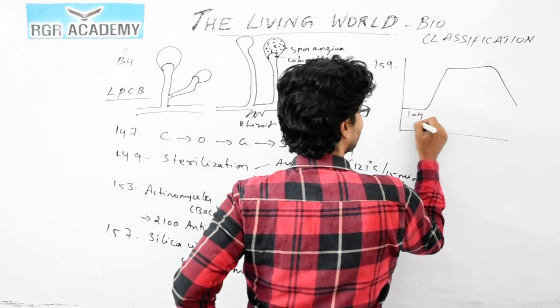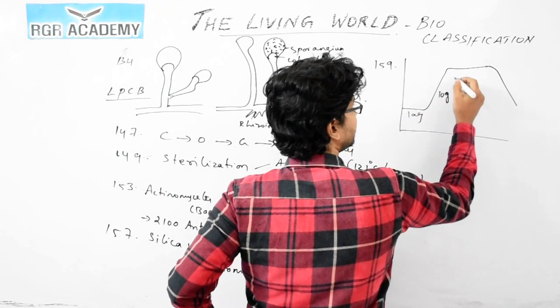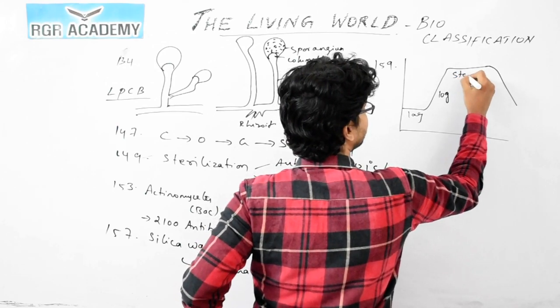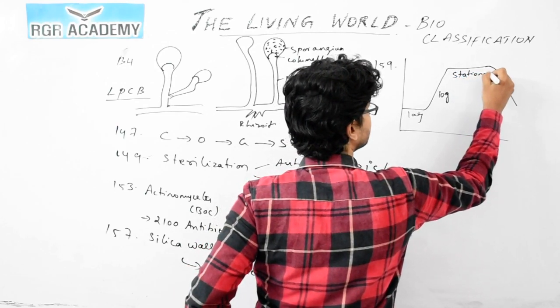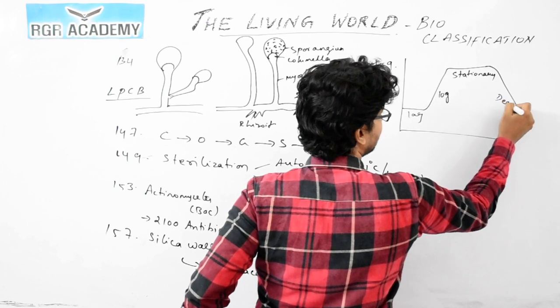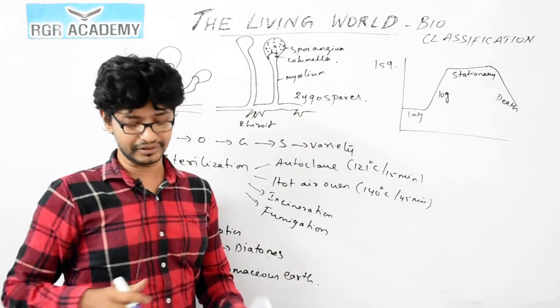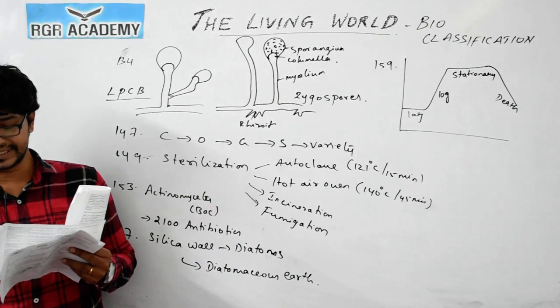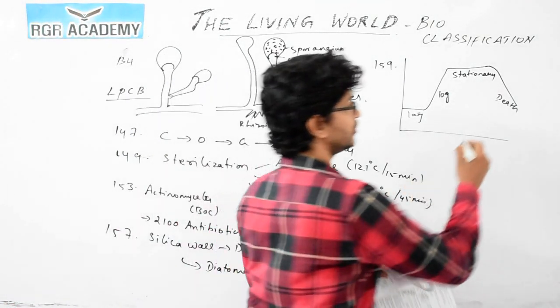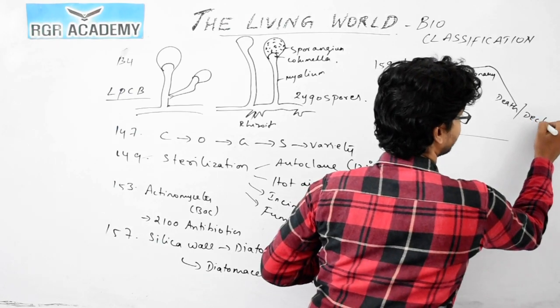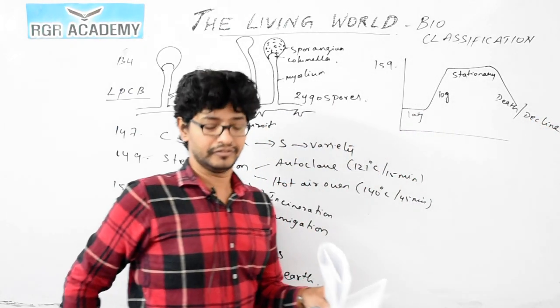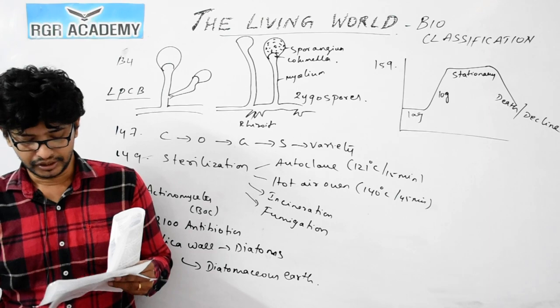This is the lag, this is the log phase, this is the exponential phase, this is the stationary phase, and this one is your death phase. In the normal case of bacteria, this is how the sequence comes: lag, log, stationary, death phase. The death phase can also be called the decline phase. Option 1 is the correct answer.